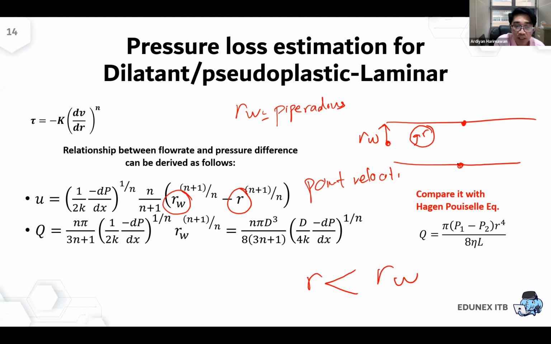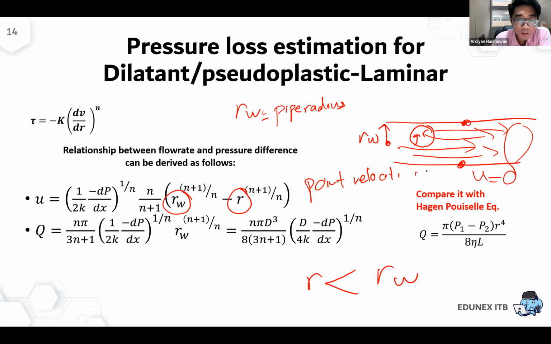This is different from what I have explained in the first slide. In this one, this is the pipe, and the liquid is flowing like this. So exactly at the pipe wall, the velocity will be 0. At R equals RW, the velocity will be 0, from this equation.